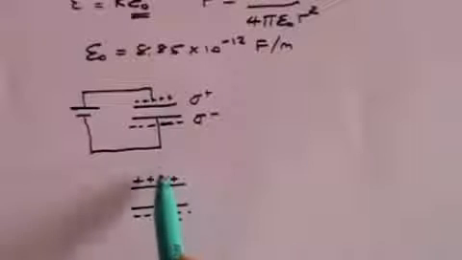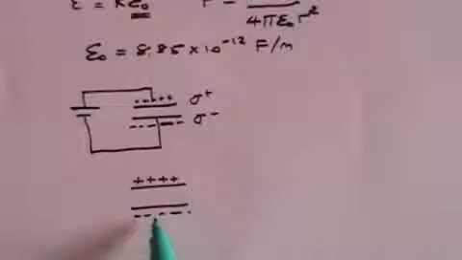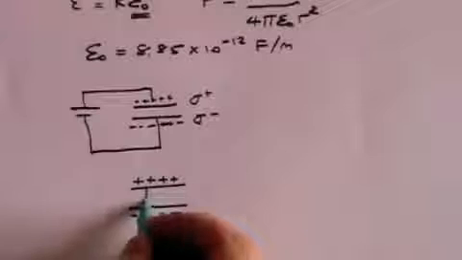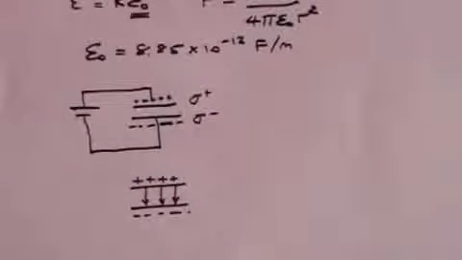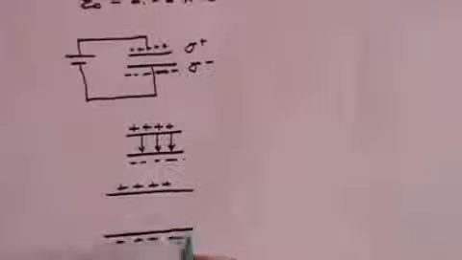Because there's a positive charge on this plate and a negative charge on this plate, there will be an electric field in that direction between the two plates. Now let's insert the dielectric. So here's the capacitor again. This plate is positively charged, this plate is negatively charged. And now I'm going to insert the dielectric, and that will be an insulator.